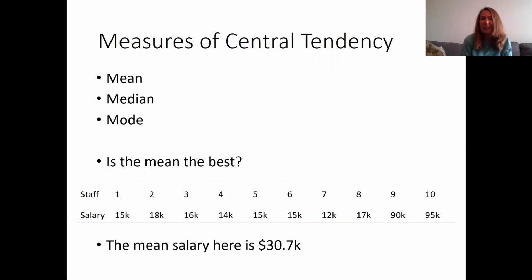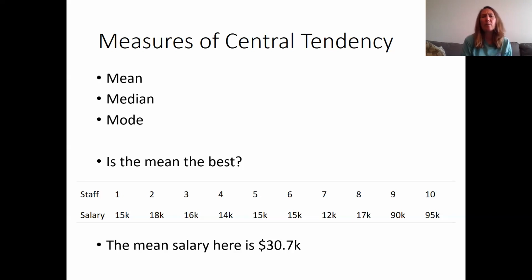The median would be, I think, 16,000. So that would be more descriptive. And also the mode in this particular data set would be 15,000. So both of those measures are going to be more descriptive than that information here.